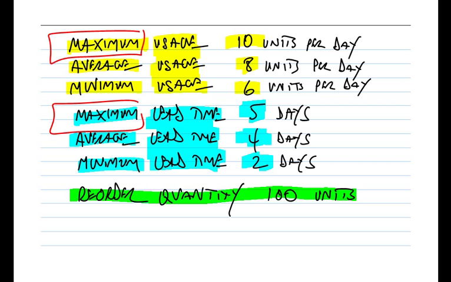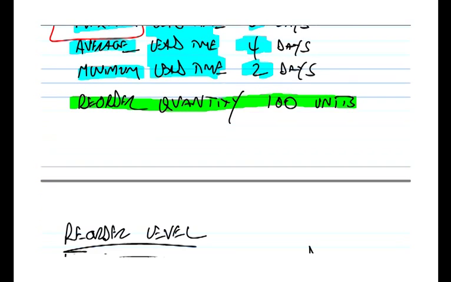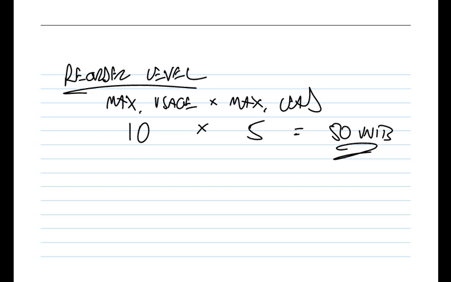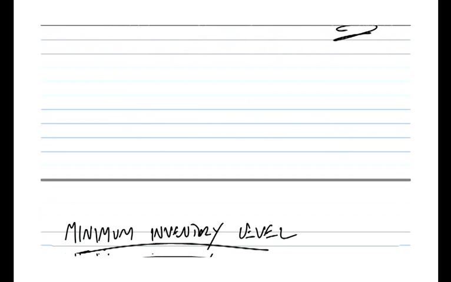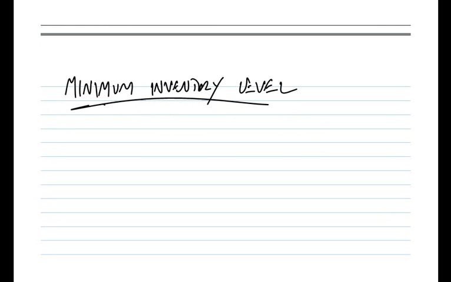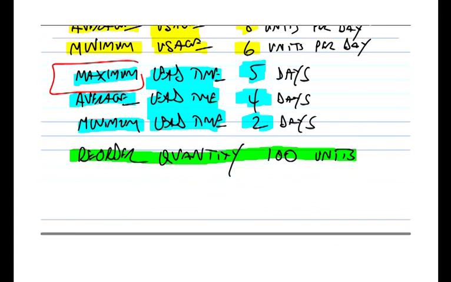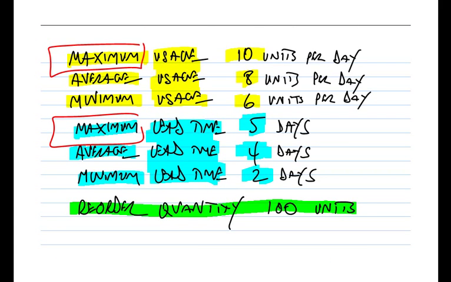In reality, though, it's unlikely I'm going to sell 10 units every day, and it's relatively unlikely that the supply is going to take the whole 5 days. So you can imagine this is a kind of worst case scenario. This gives me a nice prudent position, so I should never run out of inventory. But in order to calculate the minimum inventory level, what we're going to think about is perhaps a more realistic, a more likely situation.